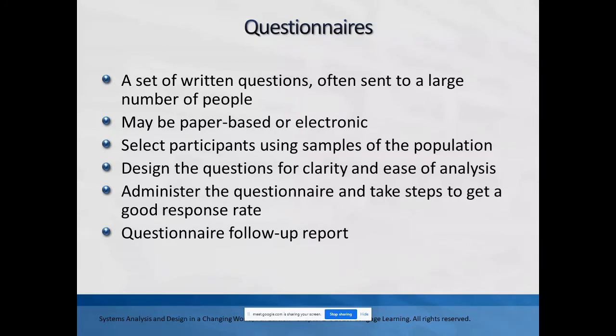Another method is the questionnaire. So the questionnaire, this is when you've gathered sufficient information to get a good understanding via the interviews, and you have these really specific questions that you want a broad range of response from. So you'd write them out and you'd send them to a large number of people. You can send them via paper.